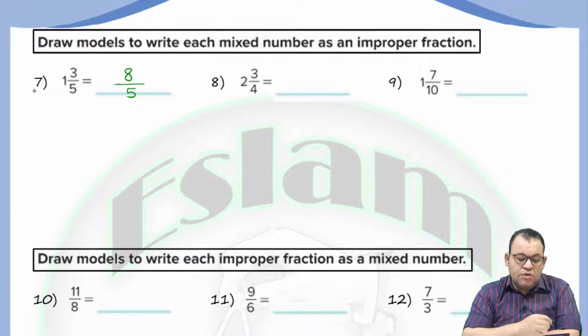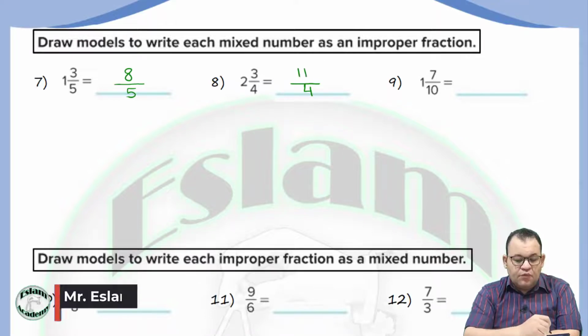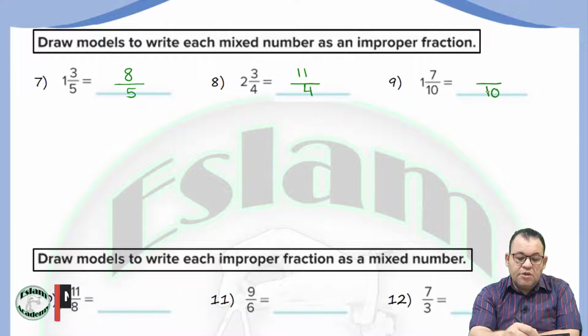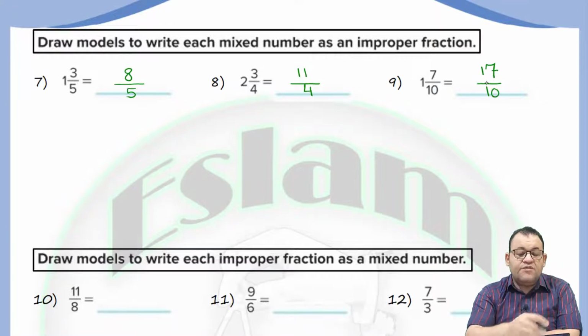Again, number 2. 2 and 3 over 4. Just write 4 without any change. Then 2 times 4 equals 8, plus 3 equals 11. So it will be 11 over 4. Again for number 9. 1 and 7 over 10. Just write 10 without any change. Then 1 times 10 equals 10, plus 7 equals 17. So it will be 17 over 10. And that's how we can convert from a mixed number to an improper fraction.